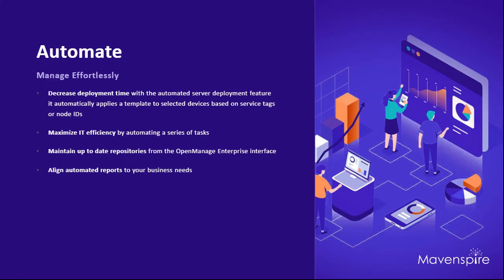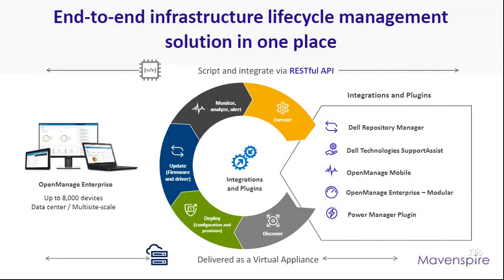And that brings us to our automation slide, where the goal for any automation is obviously to decrease deployment time through automated deployment features based on templates. It maximizes your IT efficiency, and through the repository manager, which we'll get into in the next slide, you'll be able to have a consistent baseline for all of your hardware, regardless of the generation, and aligned automated reports based on your enterprise needs. So the infrastructure lifecycle, based on that discover, deploy, update, monitor, and execute, all comes in through the main component, which is the Dell Repository Manager.